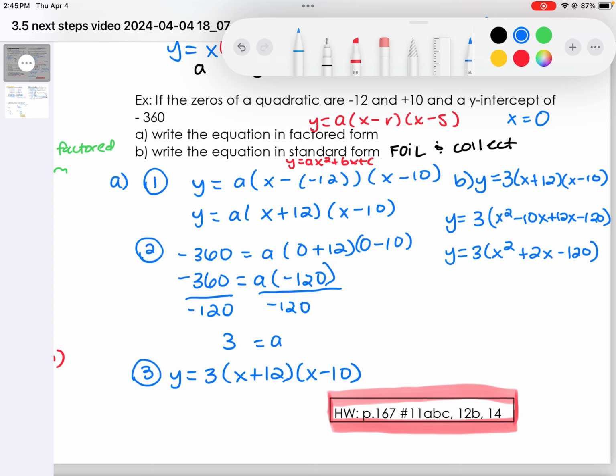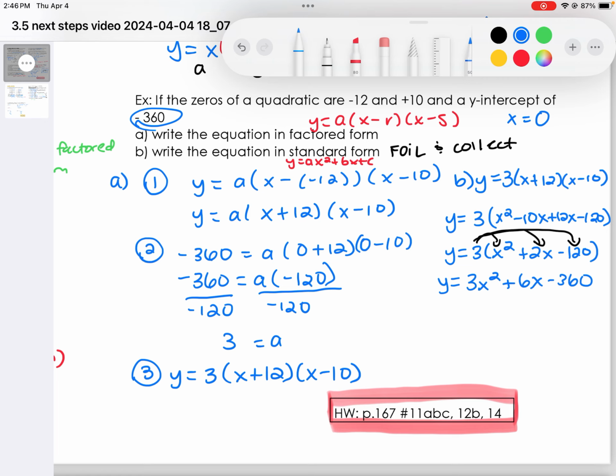Okay, and now this is what you did in grade 9. Now we distribute the 3. 3x squared plus 6x. And then we know we want the y-intercept to be negative 360. We're given that. What's 3 times negative 120? Negative 360. Excellent. Hopefully that means we're correct.